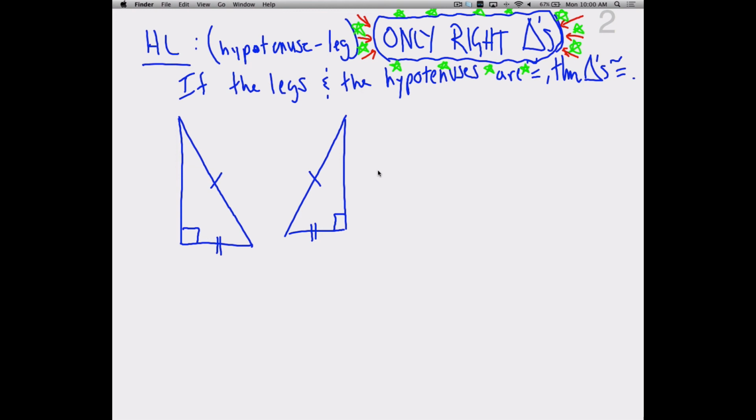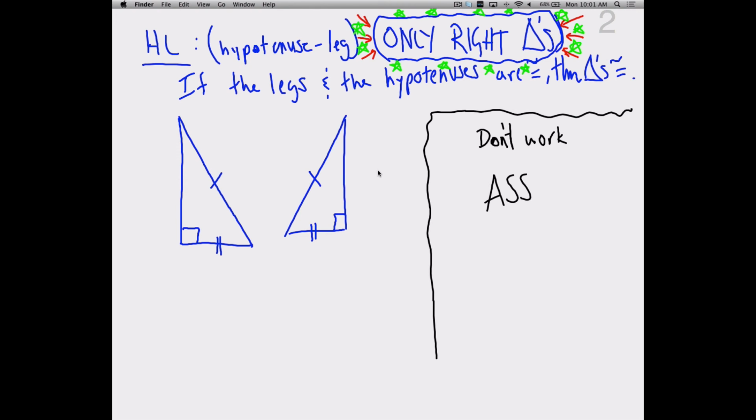Now, notice what we haven't used. Which theorems don't work? Angle, side, side does not work. What other theorems have we not used? Angle, angle, angle. Any other possible combinations? Well, is side, side, angle the same?